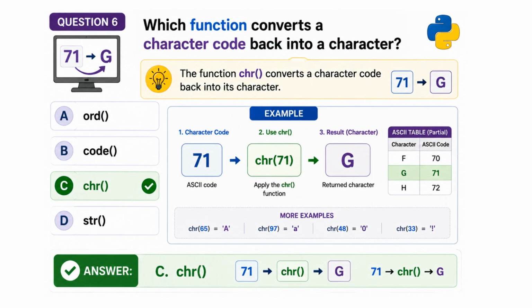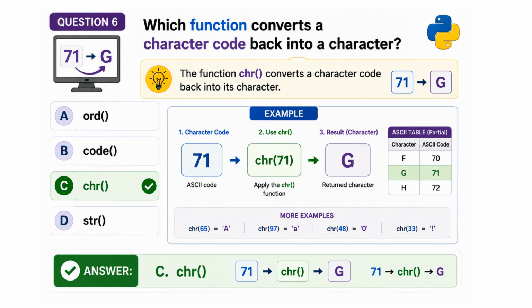Which function converts a character code back into a character? Is it A, ORD, B, code, C, CHR, or D, STR? The correct answer is C, CHR. The CHR function takes a character code and converts it back into its corresponding character.